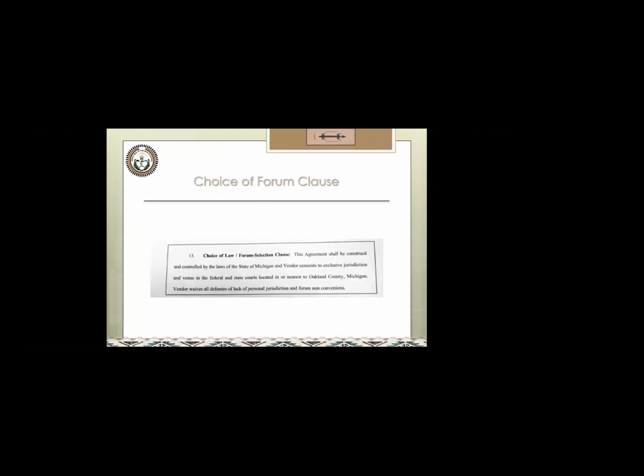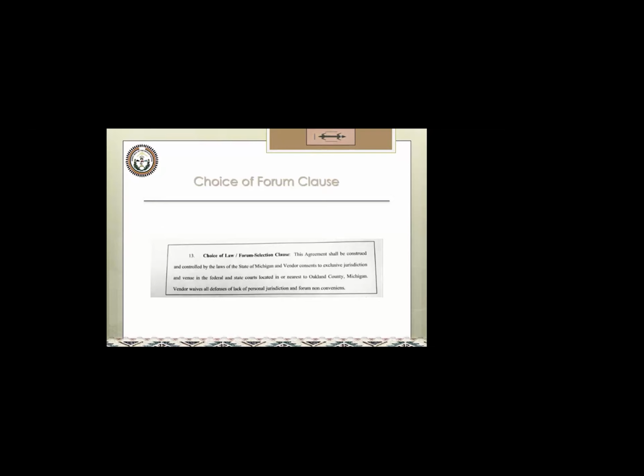Here's specifically the forum. This agreement shall be construed and controlled by the laws of the state of Michigan, and vendor consents to exclusive jurisdiction and venue in the federal and state courts located in or nearest to Oakland County, Michigan. Vendor waives all defenses of lack of personal jurisdiction and forum nonconvenience. So again, typical forum clause that we see, Michigan law is going to apply. This one's interesting because this one actually gets pretty specific here. It says, venue in the federal and state courts located in or nearest to Oakland County, Michigan.